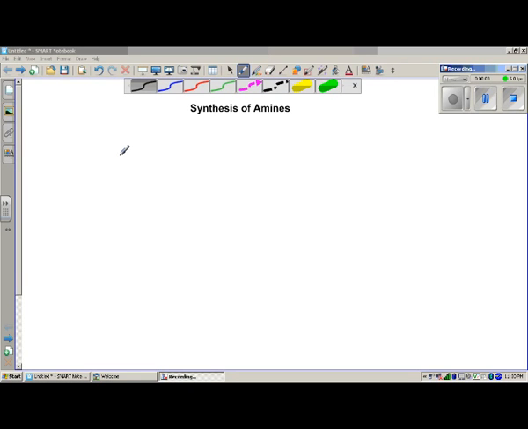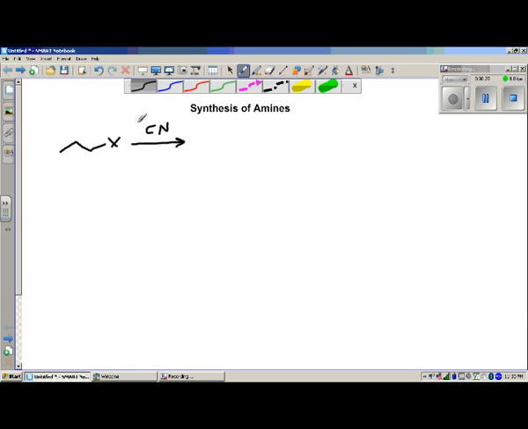Alright, so let's talk a little bit about amines. In fact, synthesizing amines. You've actually seen this before, but I'm going to go through it anyway. One way of making an amine is you can take a primary alkyl halide. Because we want to make an amine, we want to add in nitrogen, and the best way to add in nitrogen is by adding in cyanide ion. So you go from alkyl halide to the corresponding cyanide. Alright, and once you've got that cyanide, you can then reduce it down to the corresponding amine.